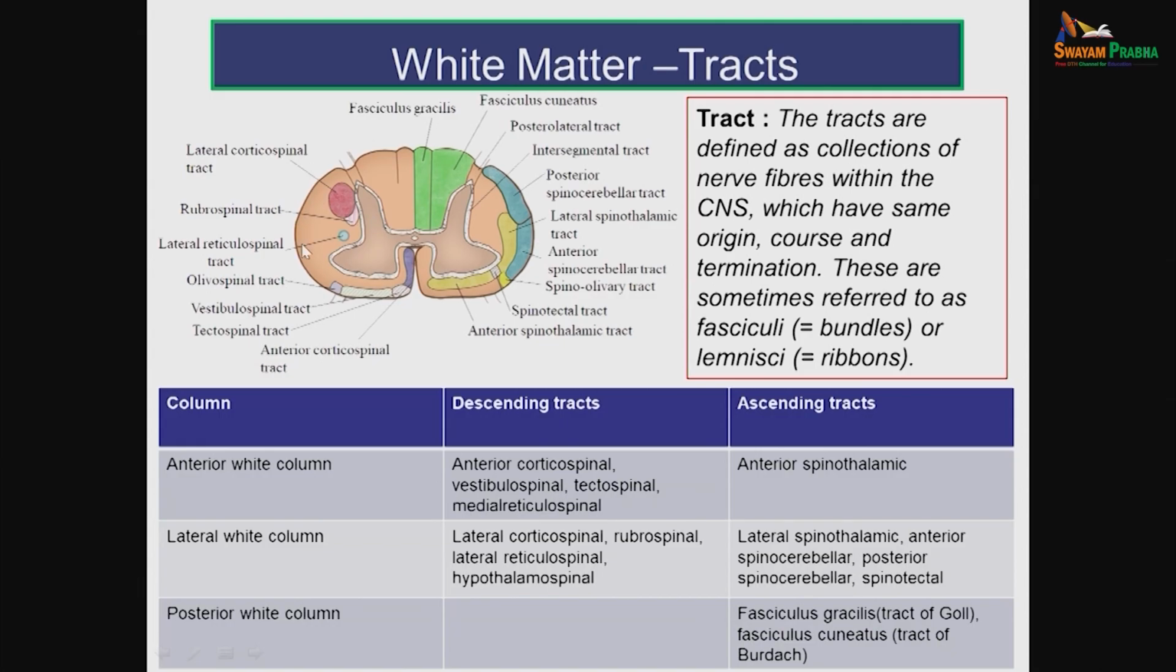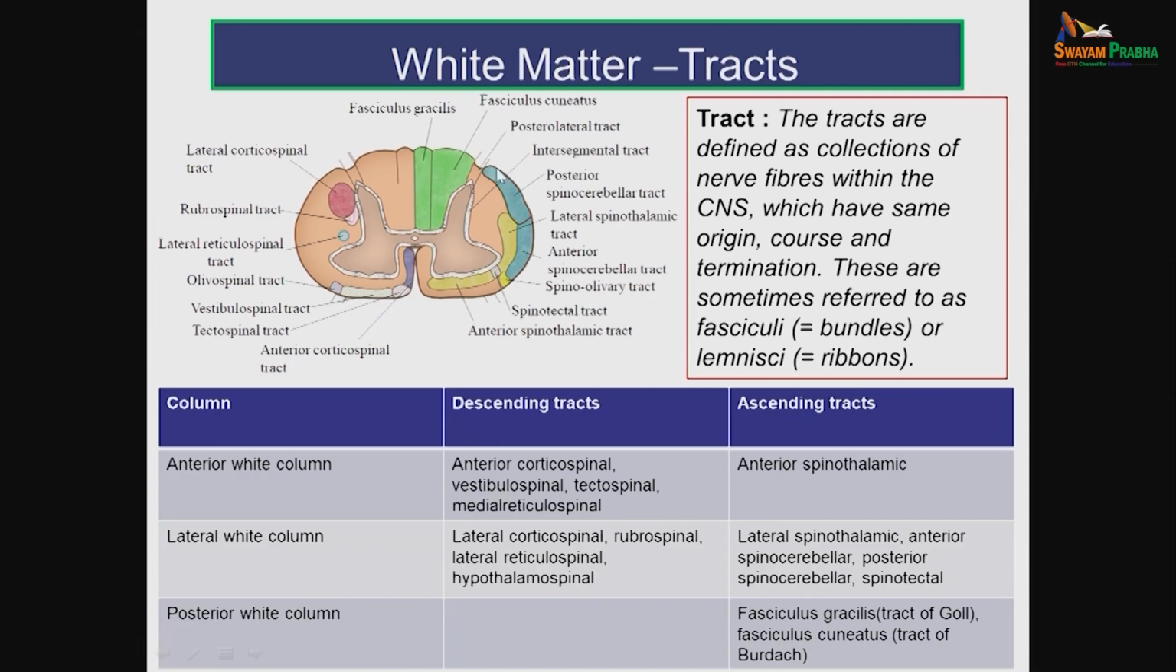In the lateral white column, you have the lateral corticospinal tract, the important tract. Then you have rubrospinal and lateral reticulospinal, along with hypothalamospinal. In the anterior white column, you have the anterior corticospinal, on either side of the anterior median fissure. Other than that, smaller tracts like vestibulospinal, tectospinal and medial reticulospinal are seen. All these are labeled in the picture.